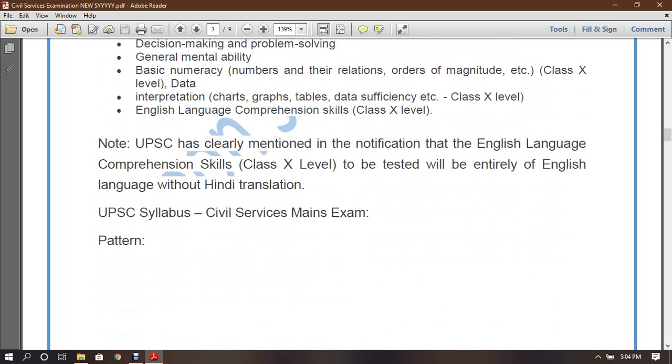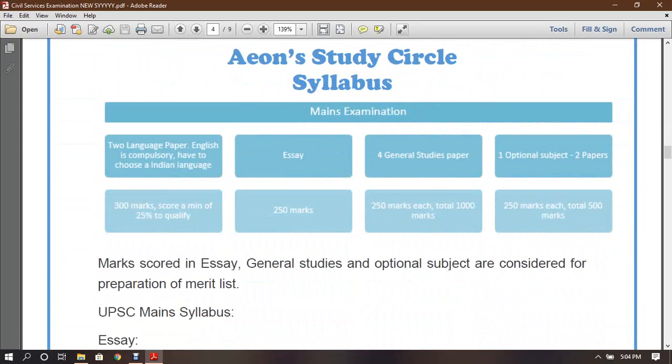The UPSC civil service mains examination pattern: two language papers, English and an Indian language, an essay, four general studies papers, and two optional papers. The two language papers contain 300 marks each, and the qualifying mark is 25%. The essay paper contains 250 marks. The four general studies papers are 250 marks each. Then the optional papers are 500.